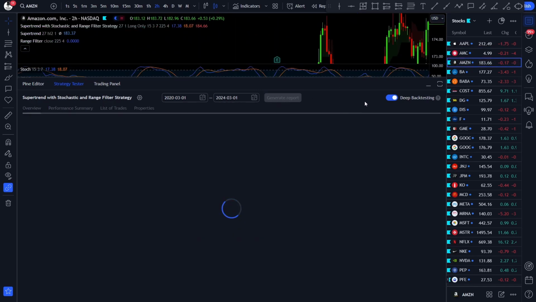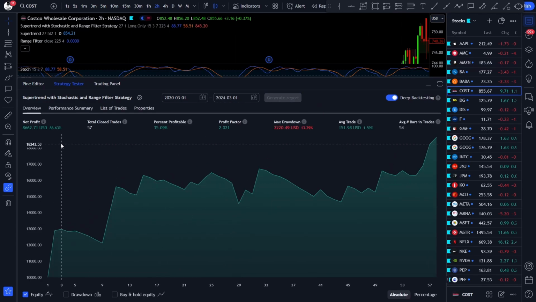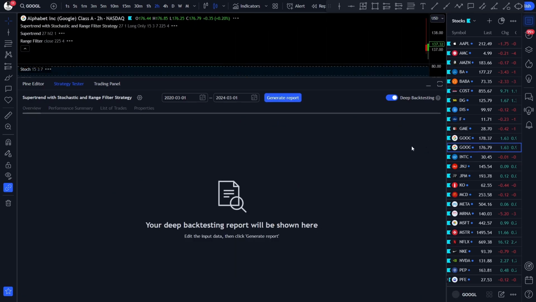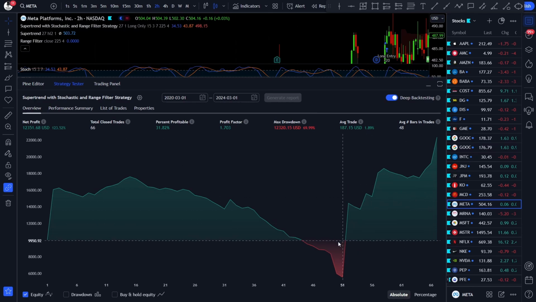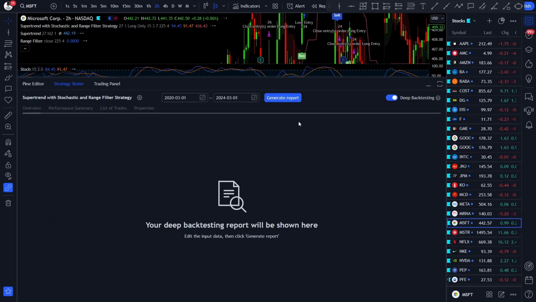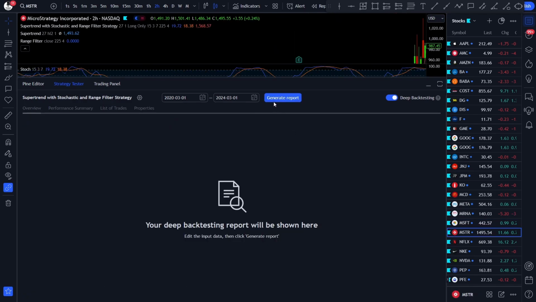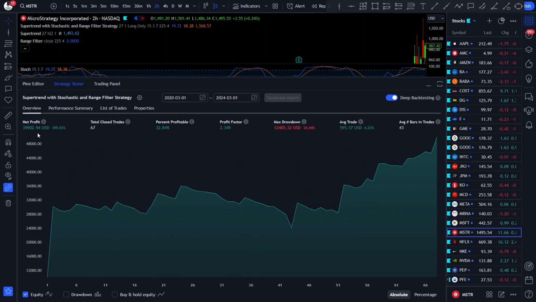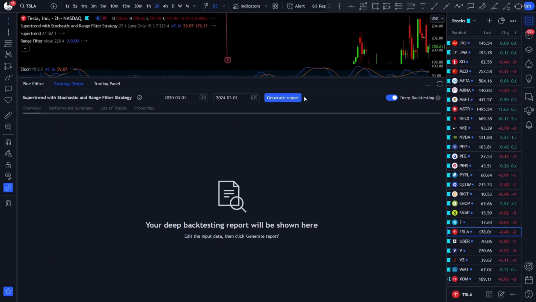For example, Amazon. It was profitable, but it's not the best. Costco. It is very good, 86% net profit, only 57 trades, but 13% maximum drawdown. Google. Profitable, but not the best. Meta. It is profitable, but had a huge drawdown. Microsoft. It's very good, 104% net profit, 56 trades, and 15% maximum drawdown. MicroStrategy. It is one of the best, 400% net profit with 34% maximum drawdown. And I could go on, there are a lot of profitable pairs.